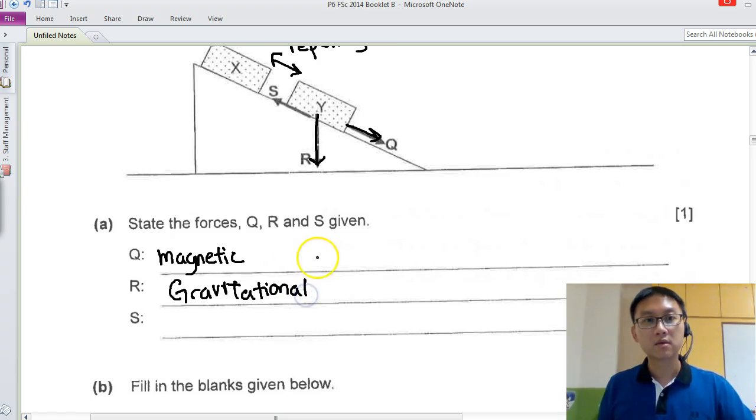Or gravity. Okay, so gravitational force. Now the final force is this. This goes in the opposite direction of the movement. So what force goes in the opposite direction of movement? Yeah, we've learned this before. Frictional force, or friction itself.